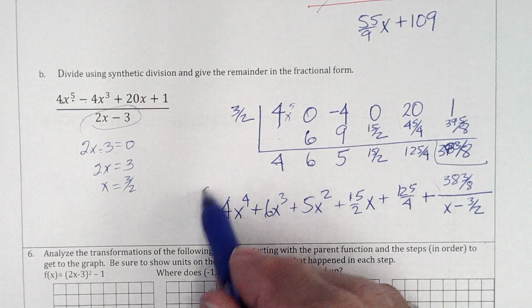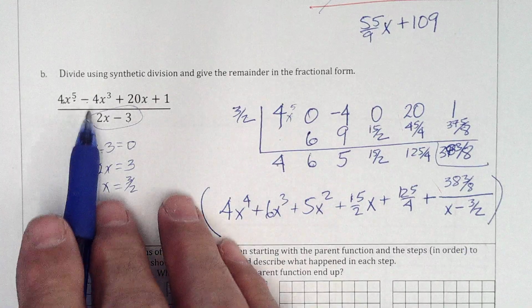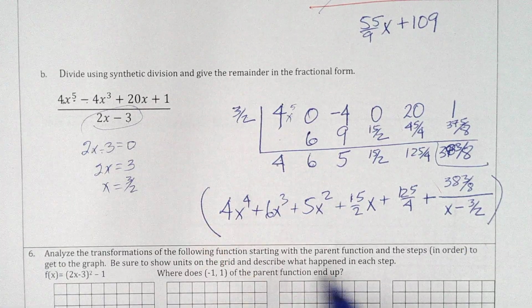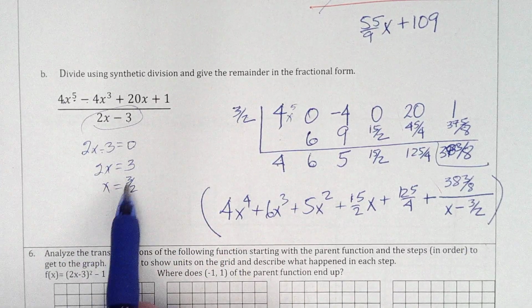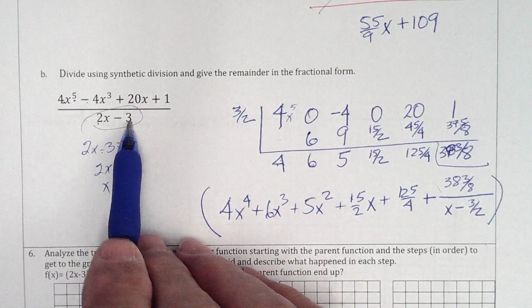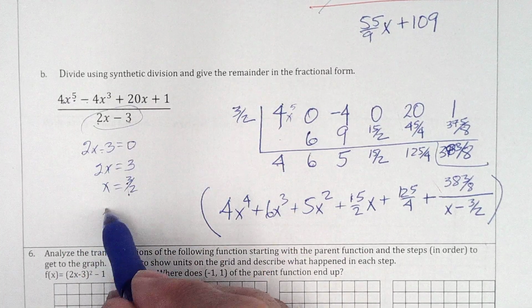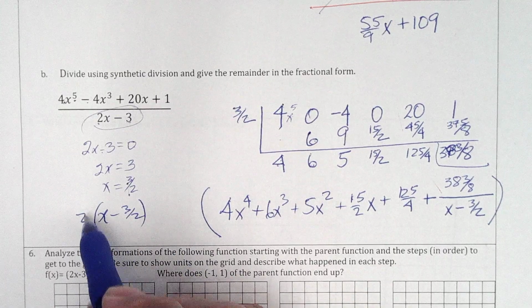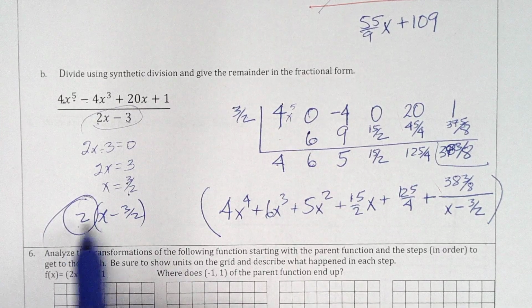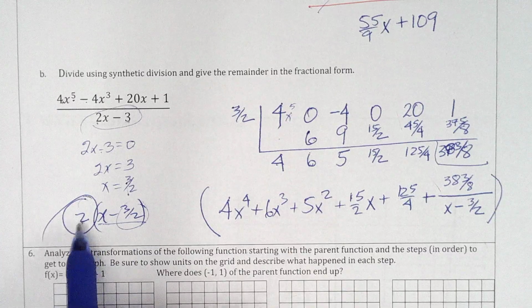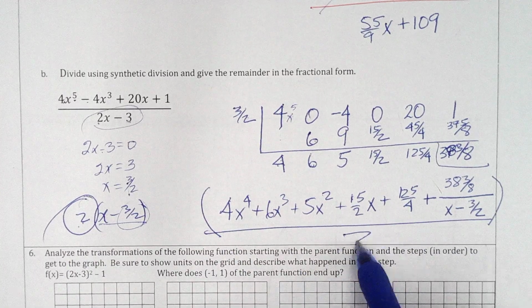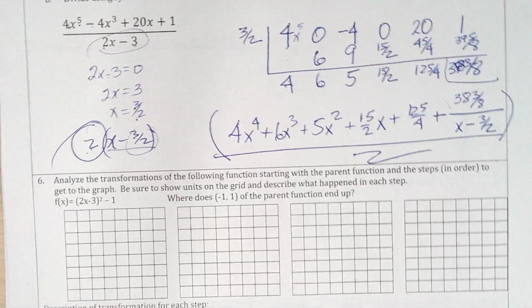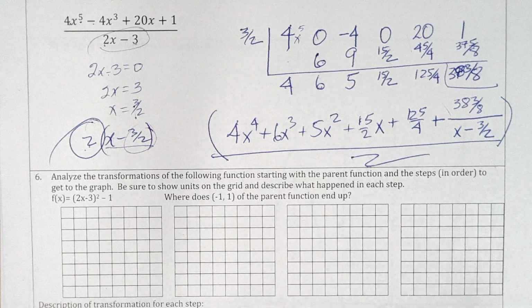And all of this, since I used 3/2, and this has a 2 in it, it's x minus 3/2 times a 2. So I also need to divide this all by 2. That was a messy one too.